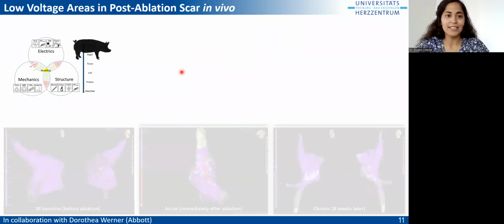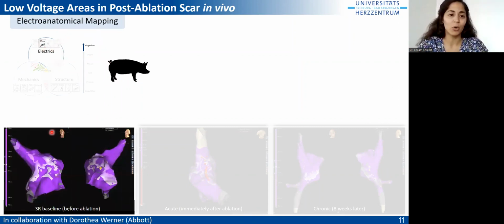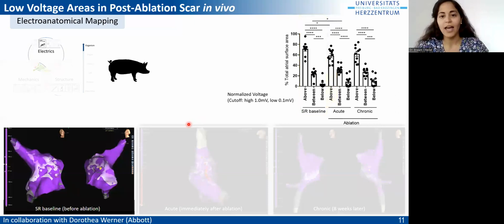To understand what's happening in vivo, the changes in electrics, here we perform electroanatomical mapping. This is a routine technique used in the clinics. Here is the right atrium. You see the superior vena cava up here, the inferior vena cava, two views of it. And at baseline, before we ablate, you have normal sinus rhythm, so you have normal voltage. Here's a profile of high voltage areas, low voltage areas, and very low voltage areas that we characterize as control.